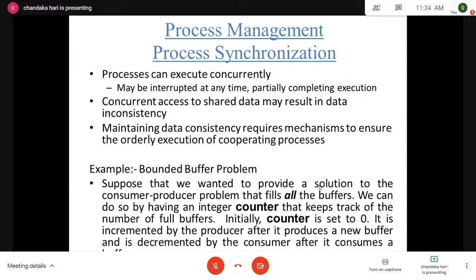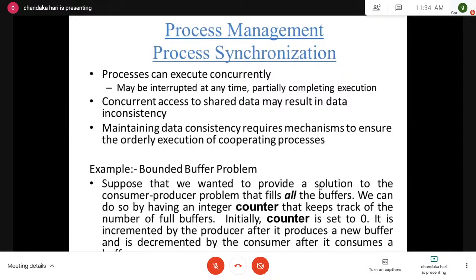Let us take an example. If my buffer size is 50, then if counter is equal to 0, the buffer is empty. If counter is equal to 50, then my buffer is full. Suppose initially my counter value is 5. That implies the number of items in the buffer is 5. If the producer produces one item into the buffer, the counter value is incremented by 1. Now it becomes 6. After that, the consumer consumes one item from the buffer, and then the counter value is decremented.